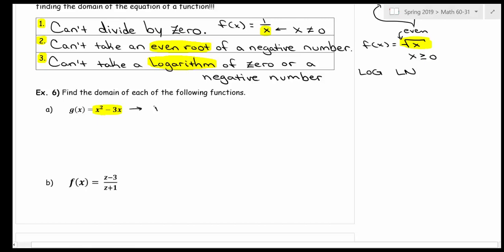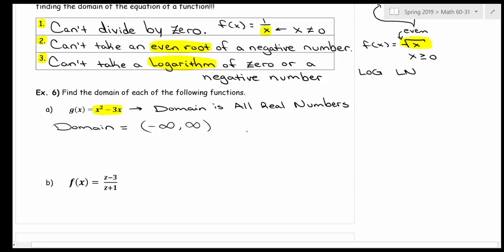Now, we need to know how to write this in interval notation and set builder notation. You can't just be writing all real numbers, right? Especially if your professor is going to want your answer in interval notation or set builder notation. So let's start off by writing it in interval notation. To write the domain in interval notation, we're going to write the open interval from negative infinity to positive infinity. This is interval notation.